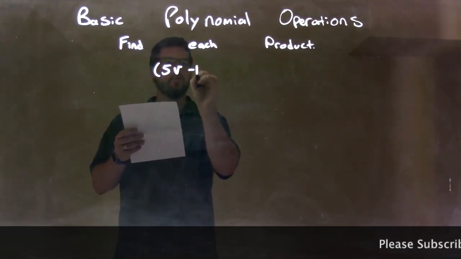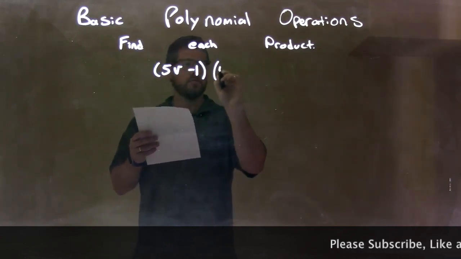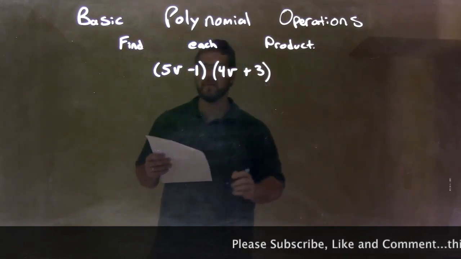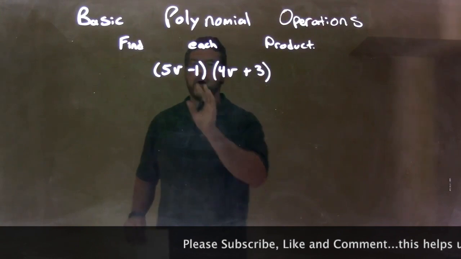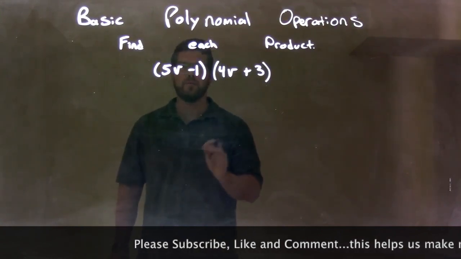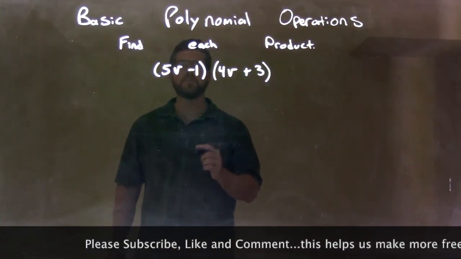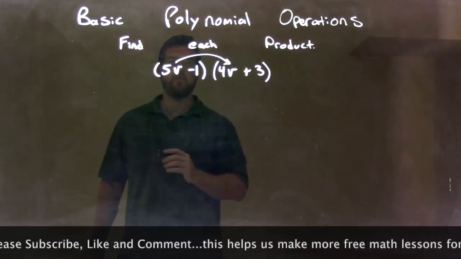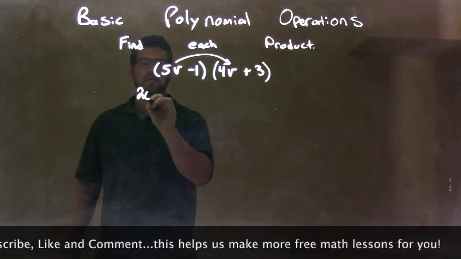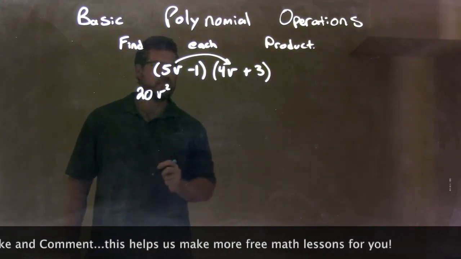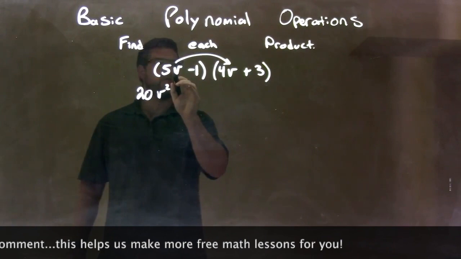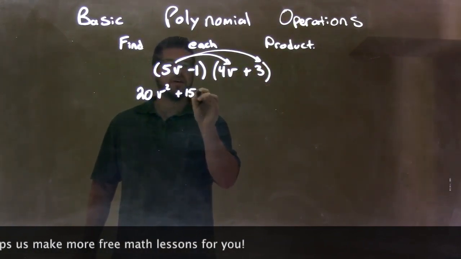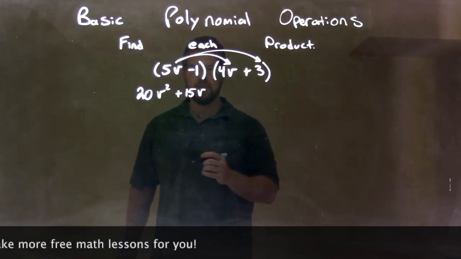5v minus 1 times 4v plus 3. Okay? Well, what I want to do is multiply all parts of my first parenthesis by all parts of my second parenthesis. Okay? So we did start with the 5v. 5v times a 4v is a 20v squared. Okay? Then 5v times the 3 is next. So we have plus a 15v, right? 5v times 3 is 15v.